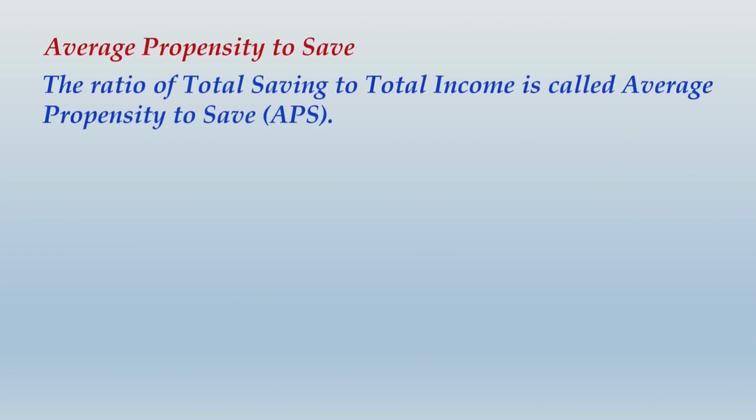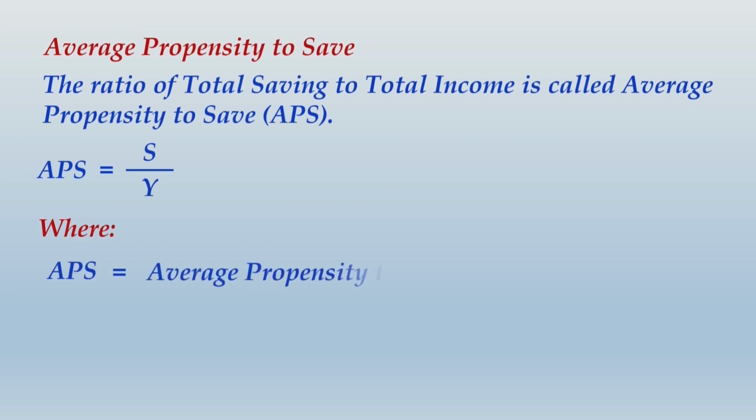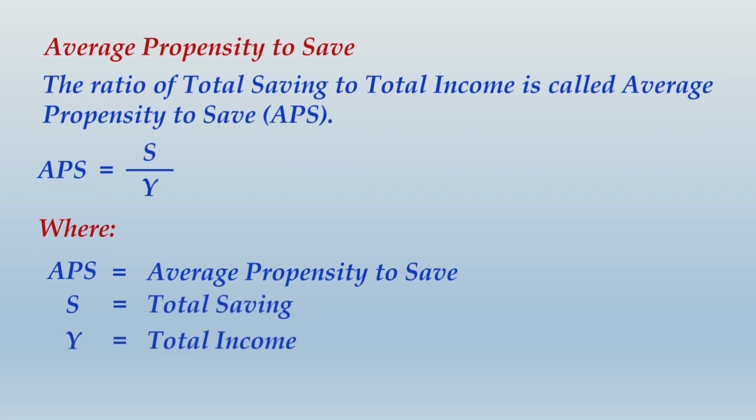The ratio of total savings to total income is called average propensity to save. So here you are not going to take the incremental savings with respect to the incremental income or marginal savings with respect to the marginal income. It will be total savings divided by total income, and that is what we call as average propensity to save. So let us define the variable. APS stands for average propensity to save. S is the total saving and Y is the total income.